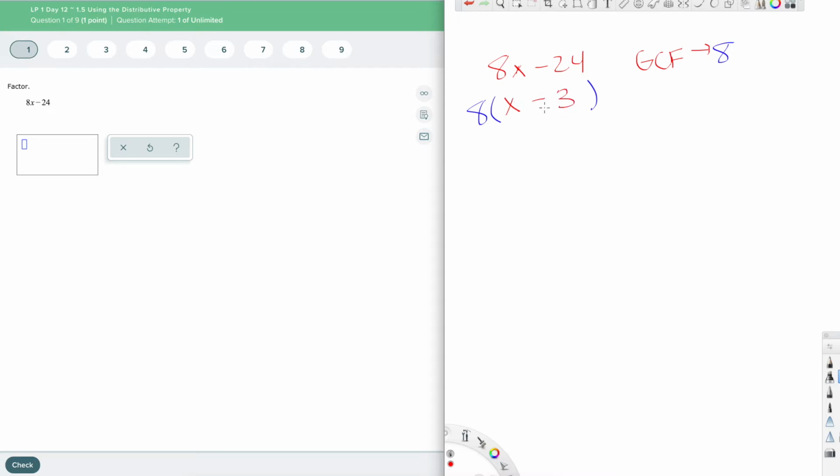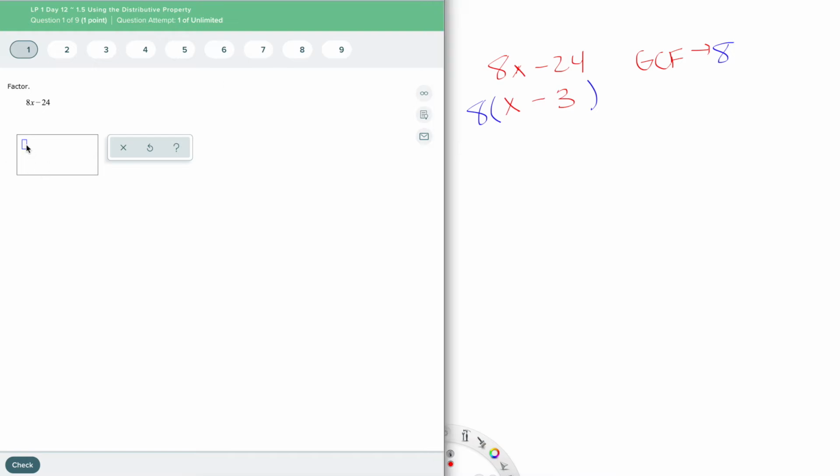So this is what it originally looked like. And we spent a couple of sections distributing these pieces where we'd say 8 times x, 8 times negative 3. Now we're just going backwards. We're taking it back out. We're factoring it away. So it means we're dividing it away instead of multiplying it in. So that's all. We just want to make sure that we find the greatest common factor and divide it out. And check.